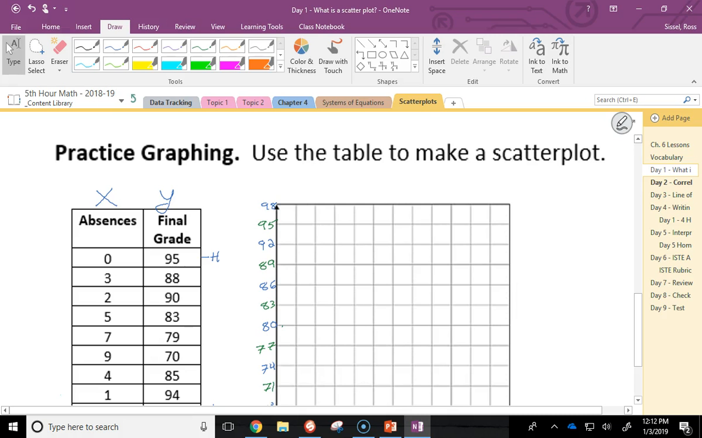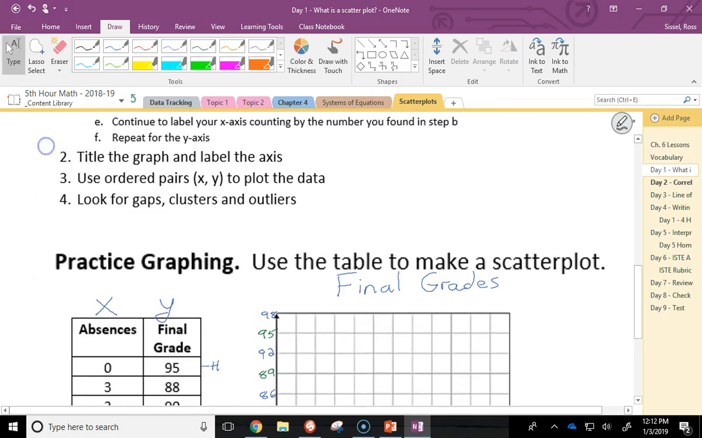Absences. Final grades. We can make it final grades. We could do absences versus final grades. I'm just going to write final grades. The important thing is a title tells the reader what your graph is about. You must always have that title.